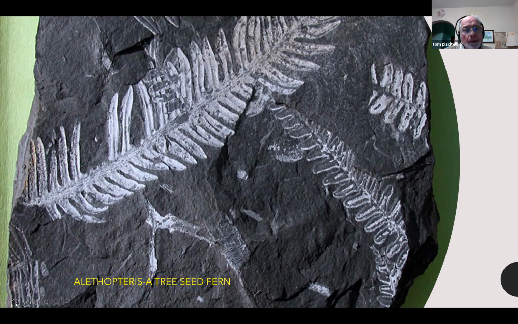So one of the things we need to bear in mind when we're looking at these leaves or fronds of these tree seed ferns is that these are not the small ferns that you see today. These are tall trees that have all their leaves at the very top of the tree itself. Next slide, please.